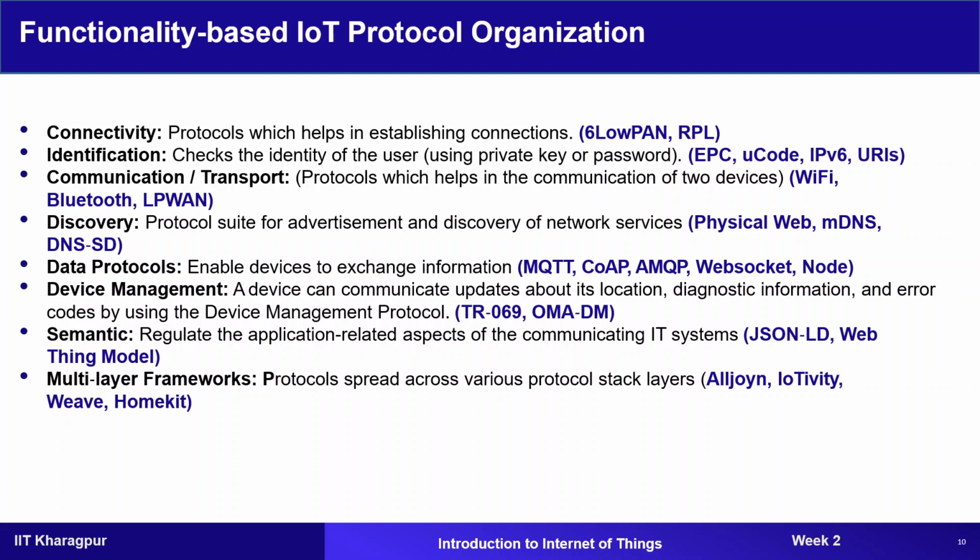Next one is semantic protocol. Semantic protocol will regulate the application related aspects of communicating IT systems. Examples are JSON-LD, WebThing model. And the last type of protocols are multi-layer protocols. These protocols basically lie in different layers, spread across the different layers of the stack. The examples are given here.